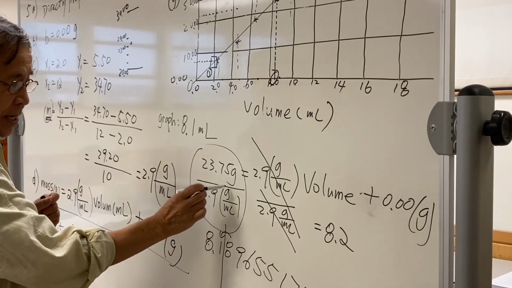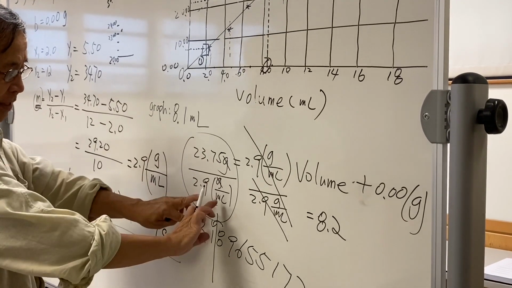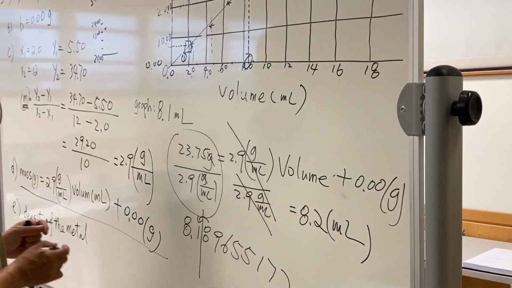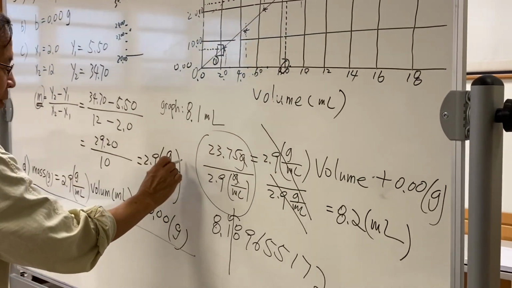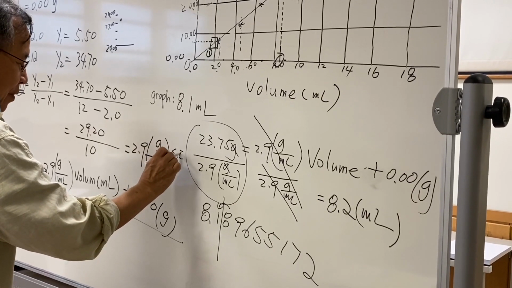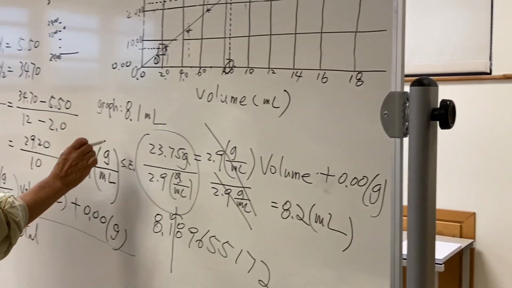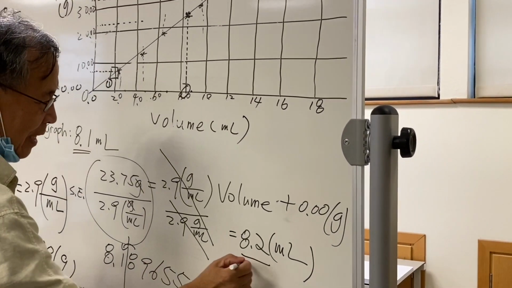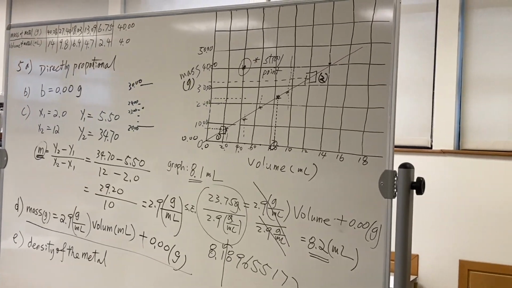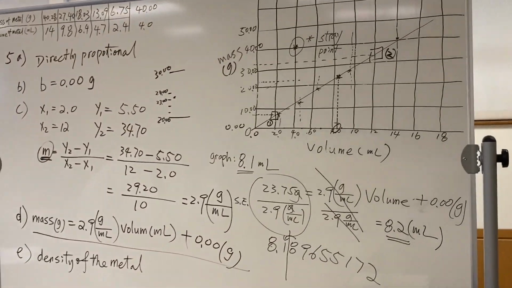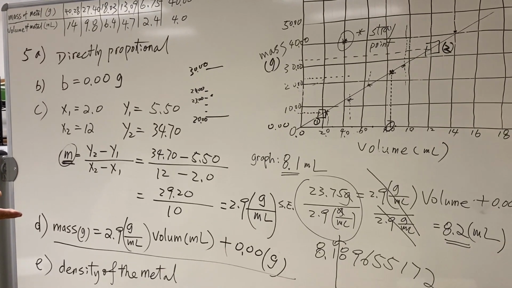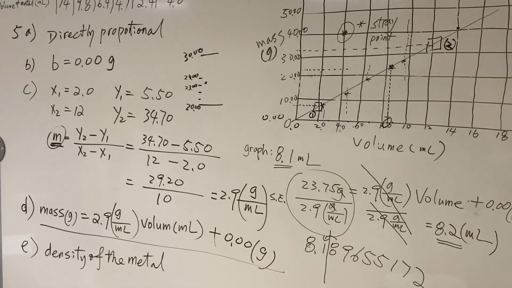And then this, it's only half of the point. Look right here: gram cancels out, flip your milliliter on top. All right, so this is your specific equation. To determine the value of the unknown variable, you have to use both the graph value and the specific equation calculation value for your answer to be complete.